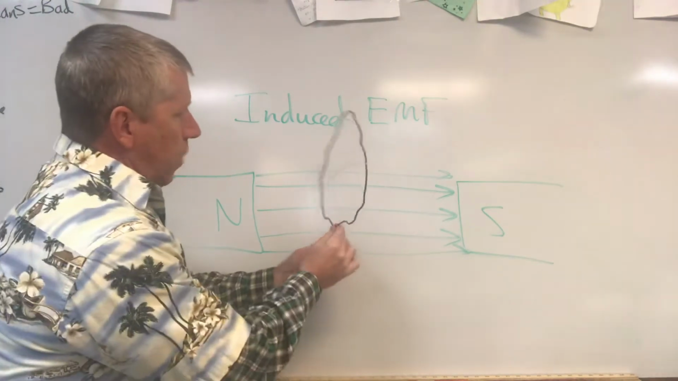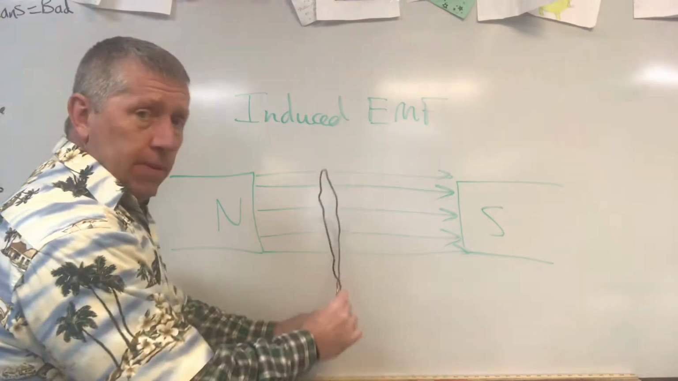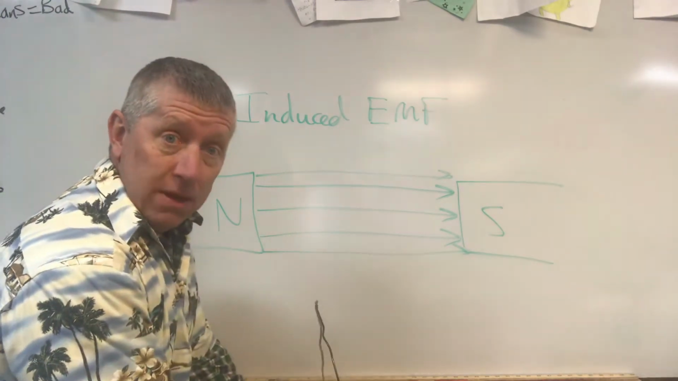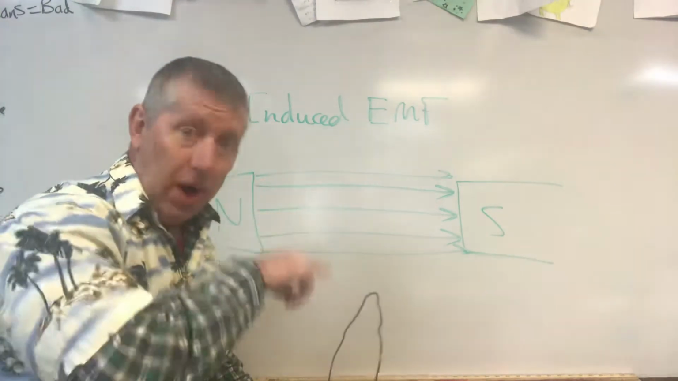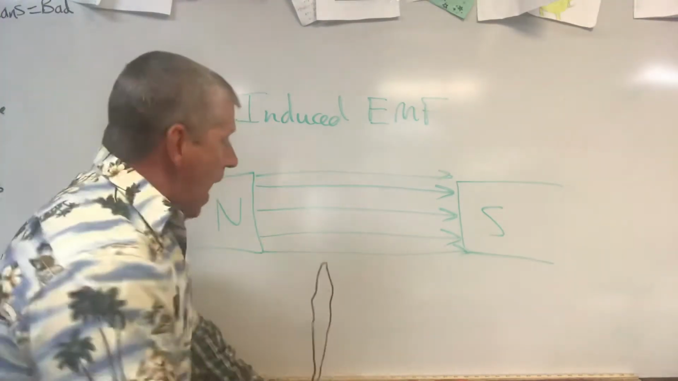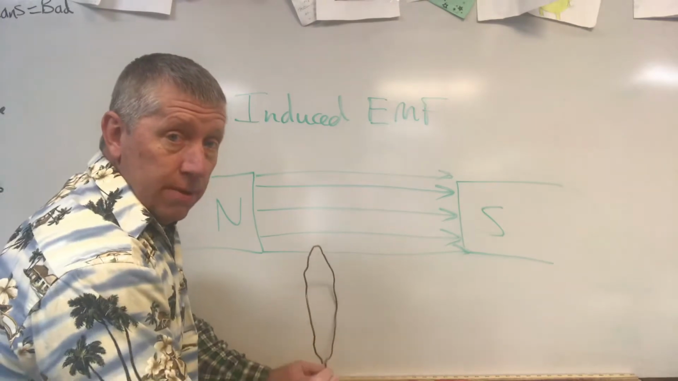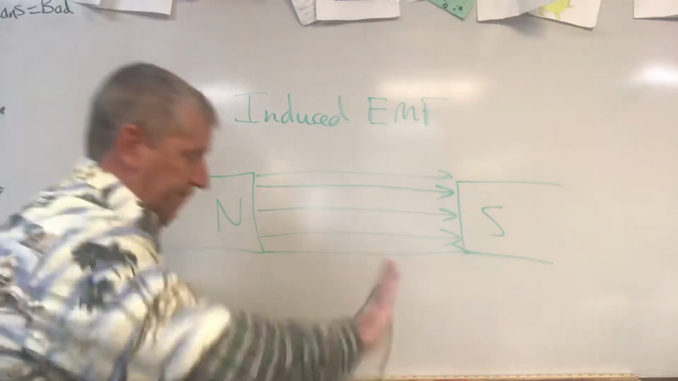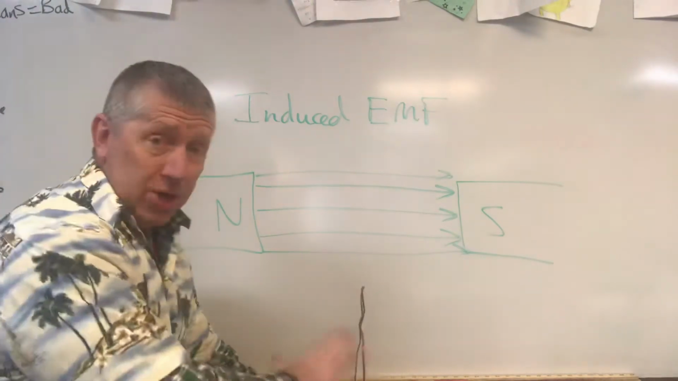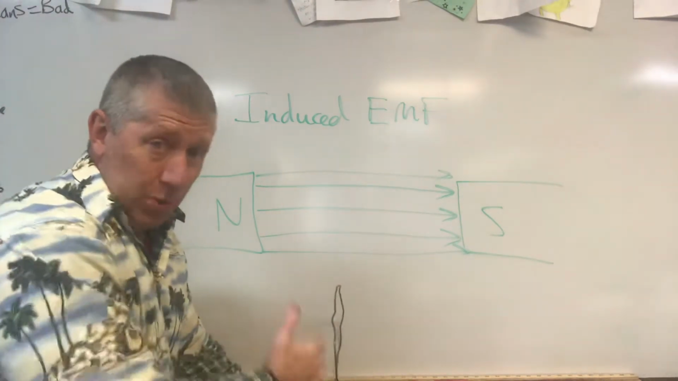Well, I could take this wire and move it out of the field. That's changing the field, which will cause the current to move in the wire. I can move it back up through the field. What's happening? The flux is changing. There's no flux down here. There's no wire, no lines going through the wire.